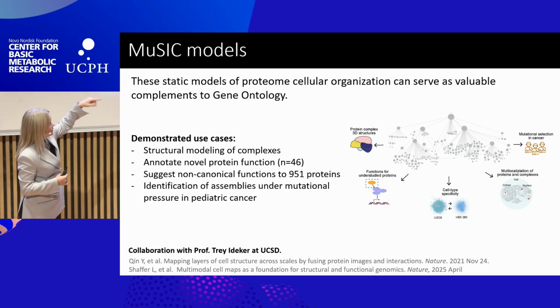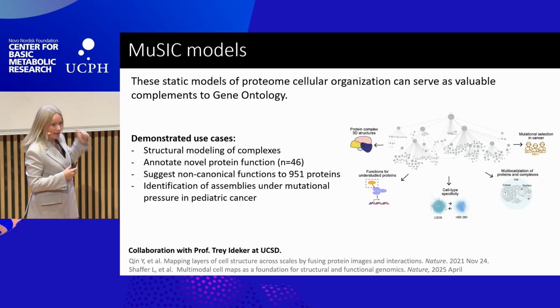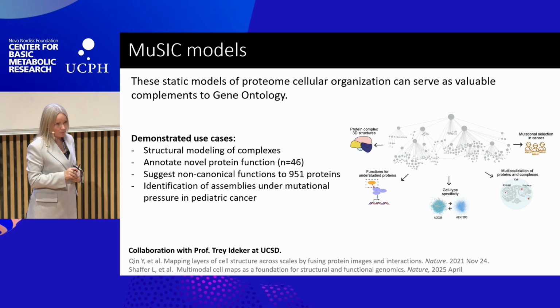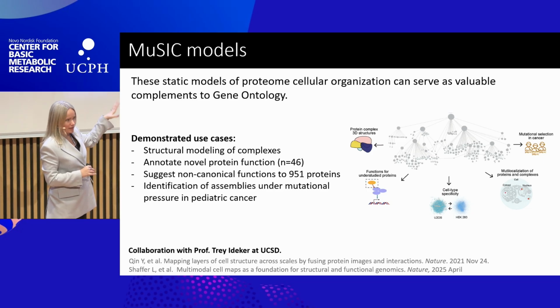And we showcased a lot of different applications in the paper, but I do want to point out that we were able to annotate novel protein function for 46 proteins in this paper, and also suggest novel secondary functions for almost 1,000 proteins. Of course, it has to be experimentally verified, but I still think there's so much to uncover when it comes to secondary functions of multilocalizing proteins.